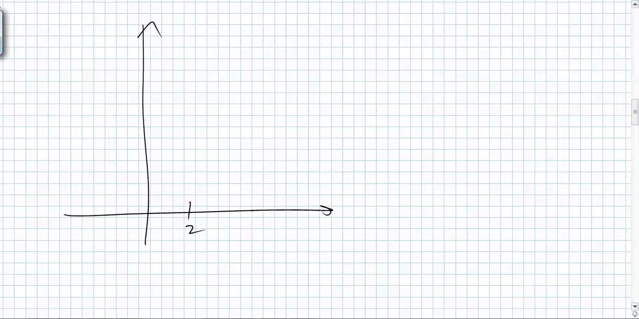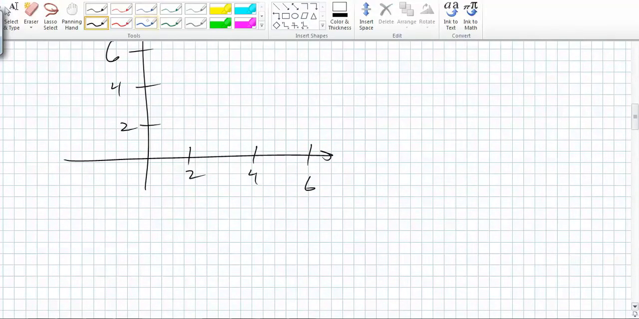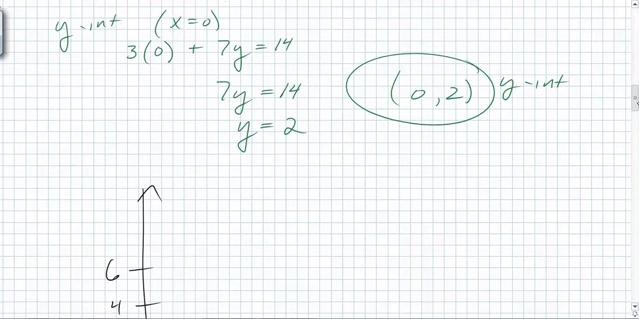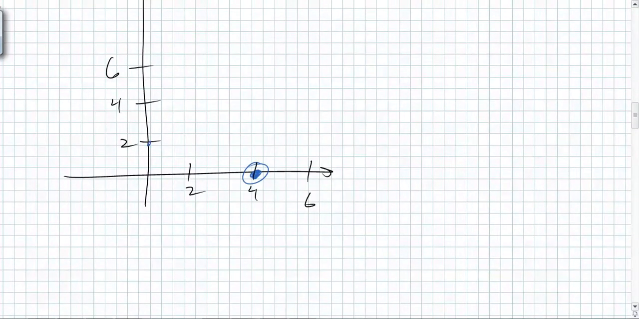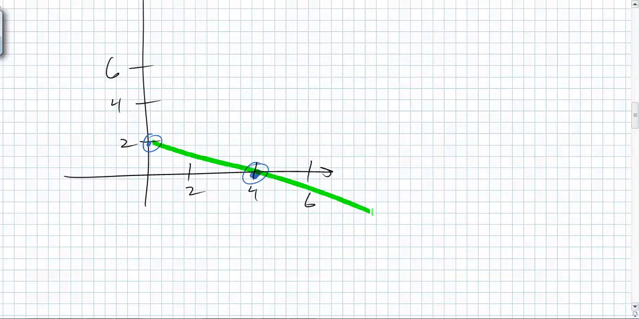And let's say that was 2, 4, and 6, and this was 2, 4, and 6. And we know that the x-intercept was (4, 0). So the x-intercept was (4, 0) right there, 4. And the y-intercept was (0, 2), right there. So all you do now is you connect the two, and that right there is your graph.